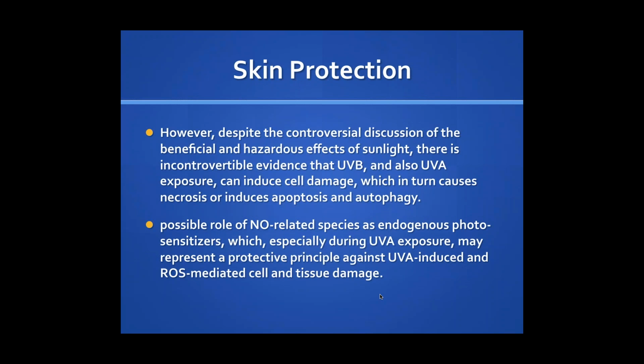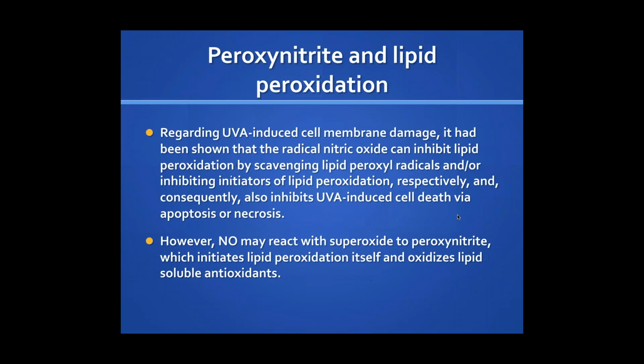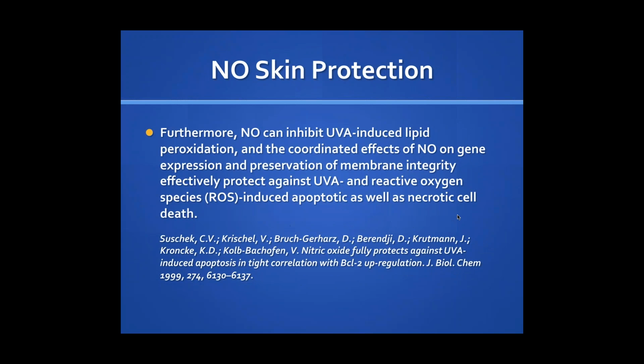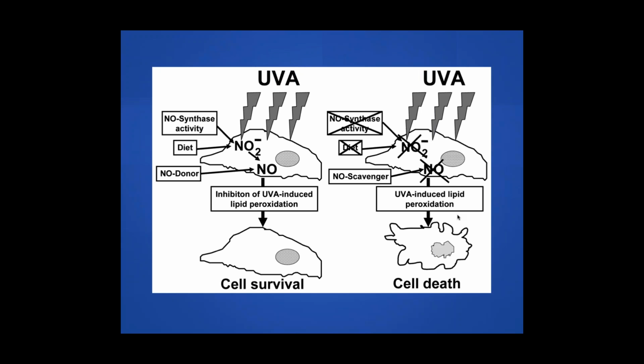However, despite the controversial discussion of the beneficial and hazardous effects of sunlight, there's incontrovertible evidence that UVB and UVA can induce cell damage, which in turn causes necrosis, apoptosis, and autophagy. So basically, again, just repeating what we just said. I'm going to go past this a little bit. Same thing, skin protection. So again, here UVA is inducing cell survival when you have high levels of antioxidants, and cell death if you have low levels of antioxidants.